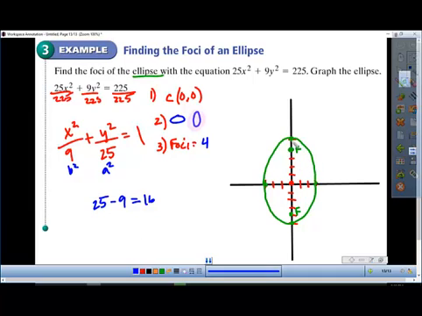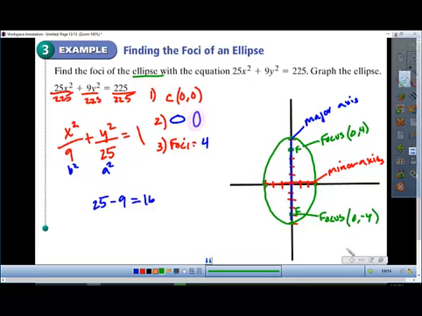We have this blue line right here. The blue line is the major axis. Then the red line that's cutting across here, that's our minor axis. And then we have our focus, which is right here. Focus is going to be at the ordered pair 0, 4. And we also have a focus down here at 0, -4.